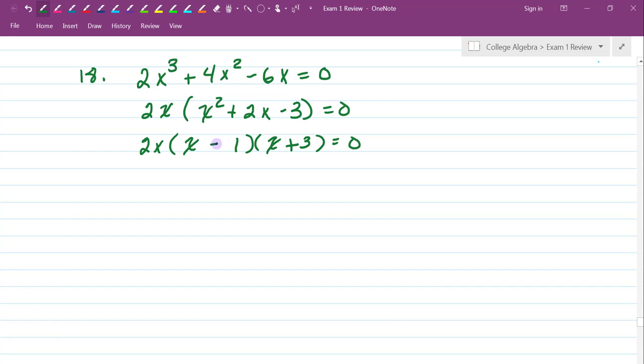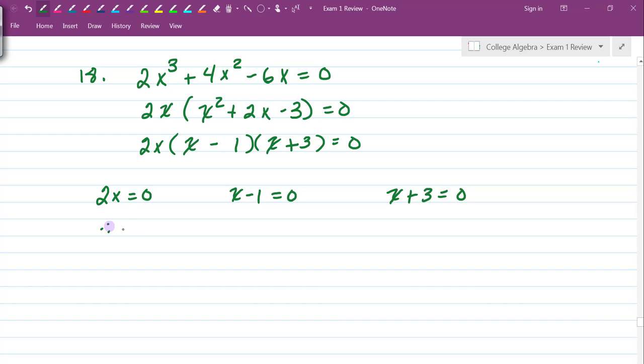Now we're going to set each factor equal to 0 and solve for x. So the first factor that we set equal to 0 is our 2x. So we have 2x equals 0. Our second factor is x minus 1, and that equals 0. Our third factor is x plus 3, and that equals 0. We're going to solve for x in each case here.